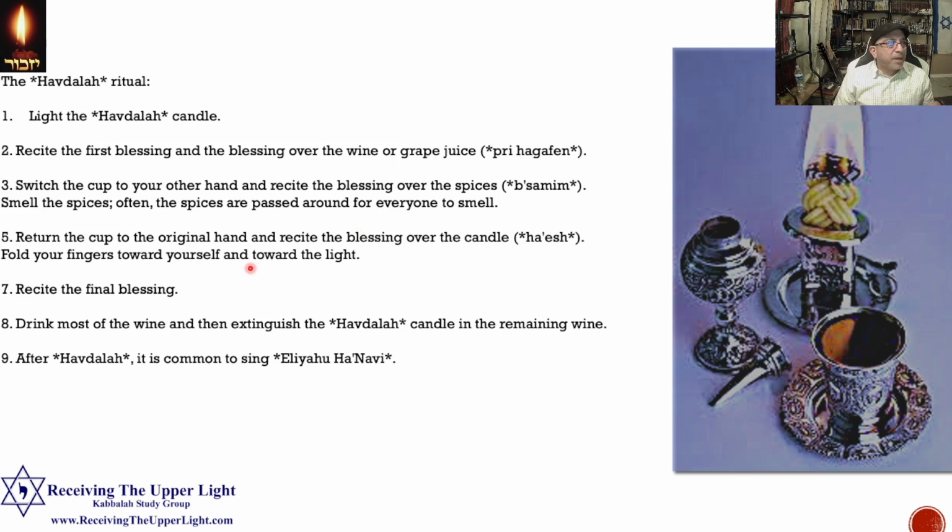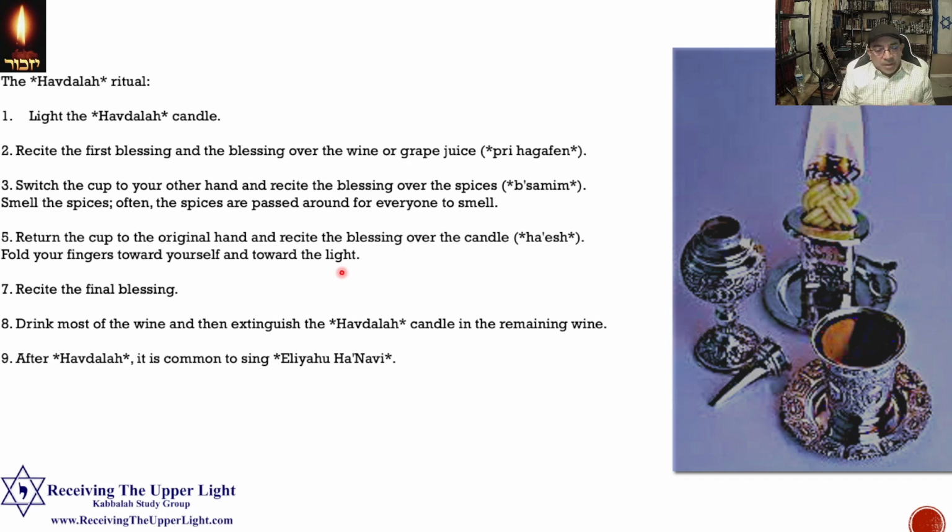Then return the cup to the original hand and recite the blessing over the candle, ha'ish. But in reality, it's not over the candle, it's over the fire. It's the fire, the ha'ish, fire. And then you fold your fingers towards yourself and towards the light, basically looking at your nails, okay, as you do this blessing. And in our tradition, we not only look, we also put our hands over our eyes. Yes, we're looking at our hands, but at the same time, it's like bringing light to our eyes. And then we recite the final blessing, in which we separate between the holy and the secular.